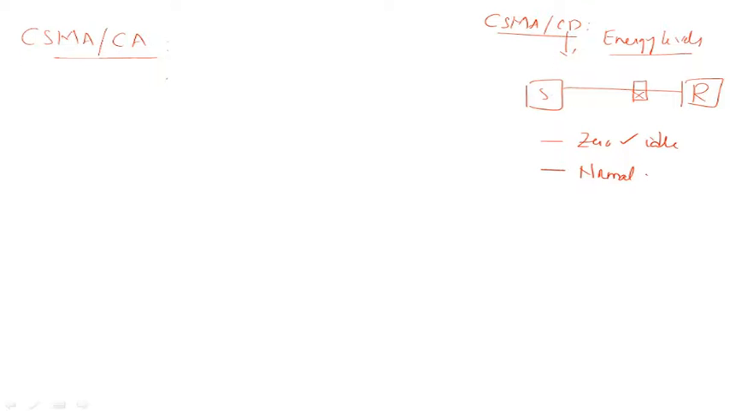The energy of the CD protocol can also be a normal energy. Normal energy means the frames are transmitted without any collision. The frame is transmitted smoothly from source to receiver, and after that the receiver sends another frame, so no collision happens there.